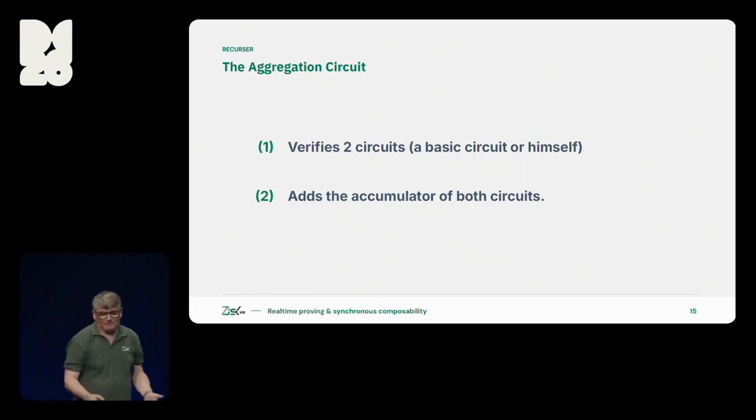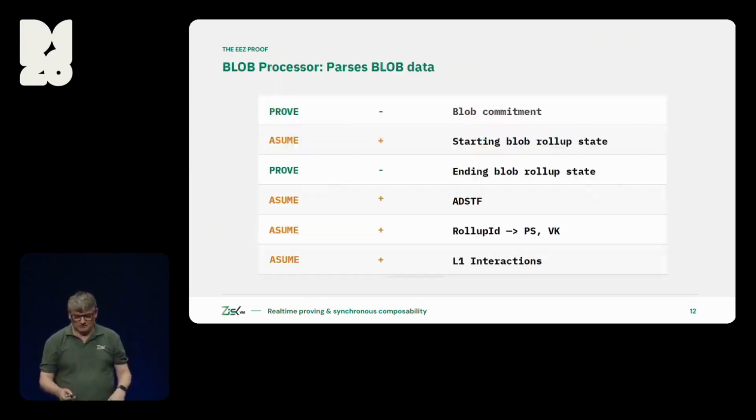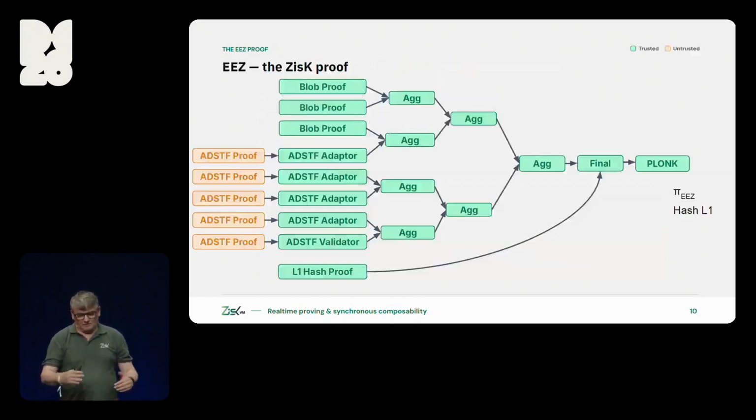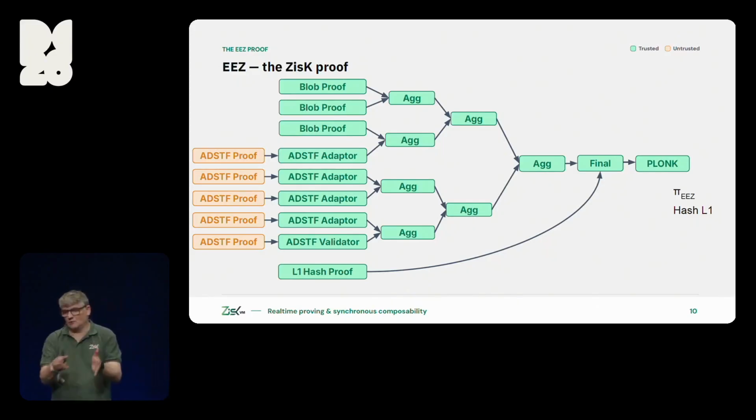Once we have this, of course, we have the aggregation circuit. The aggregation circuit just takes two proofs of any kind, adds the accumulator, and proves both sides. And it generates a new proof. You can aggregate until there is just one single proof, and then there is a final circuit that verifies this aggregation circuit plus the L1 hash proving, because in L1 you have only one hash, a single one.